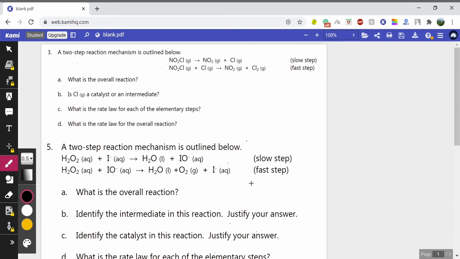Hi, in this video we're going to do some practice problems on our reaction mechanisms. First we have a two-step reaction mechanism as outlined below, and it told us which was a slow step and which was a fast step. Now what is the overall reaction?